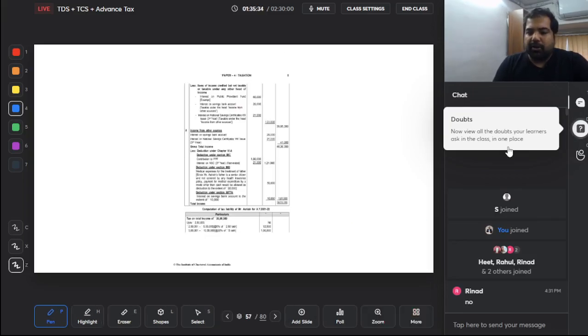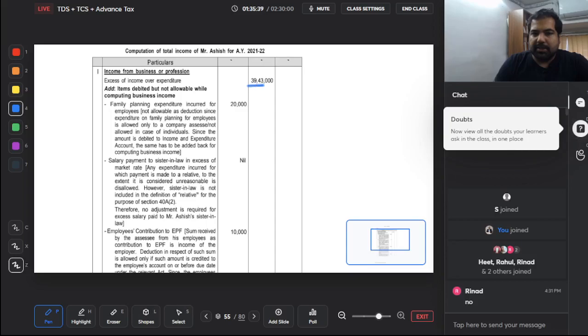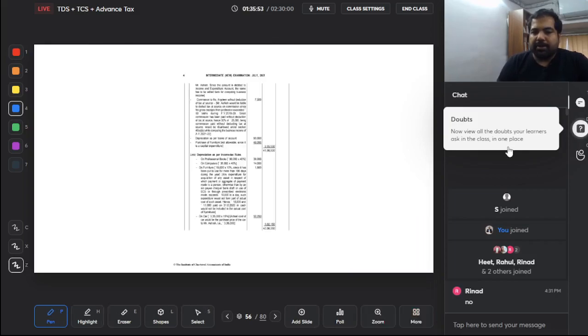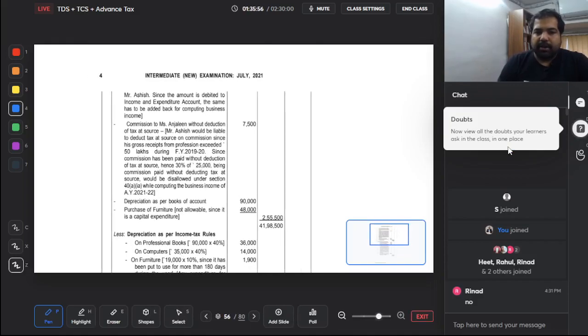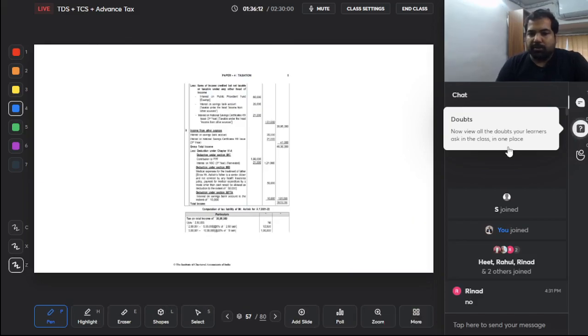Again, guys, because every year some of the other provisions change, so first let's check the amounts. We started with this. We added family planning expenditure, not allowed because it's not a company. Salary, no adjustment because sister-in-law is not a relative. Employees thing, we had to add it to the income. Medical expenses also we had to add it. Step by step, if you check, you'll get it right. Commission to Angeline, we had to add 7,500. Depreciation we added, and furniture we added. Now minus professional books depreciation, computers depreciation, and furniture depreciation. Great. Car depreciation, we are getting all these numbers right.